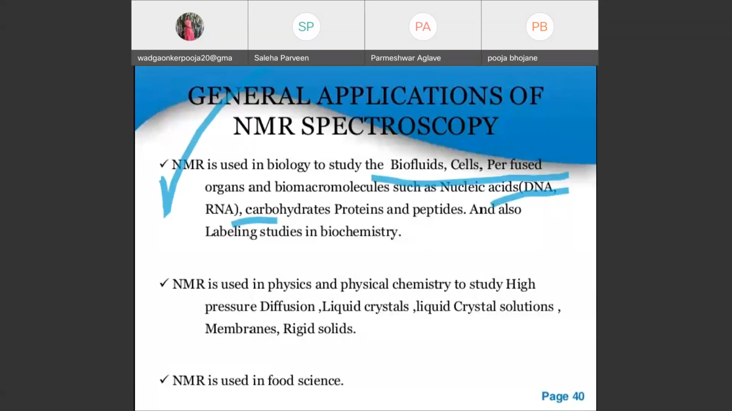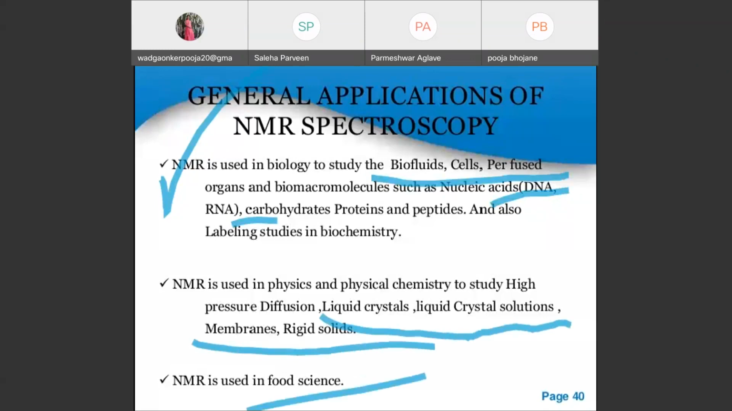Then also, you may ask, ma'am, can we use this NMR spectroscopy only in life sciences or only in biochemistry? No, the answer is absolutely no, because NMR can also be used in physics as well as in physical chemistry to study pressure diffusion, liquid crystals, liquid crystal solutions, membranes, and rigid solids. Also, NMR can be used in the food sciences. I think you guys are clear with the NMR applications.